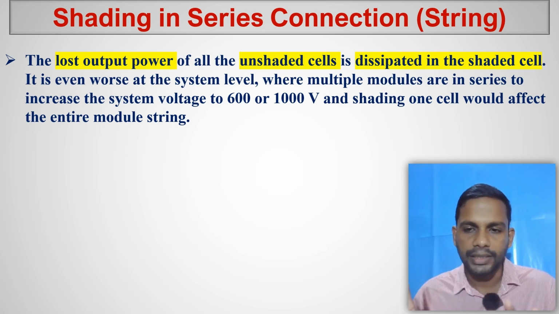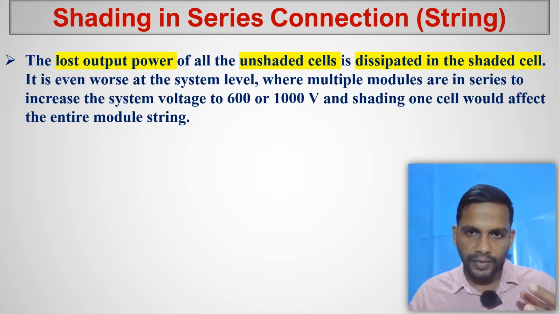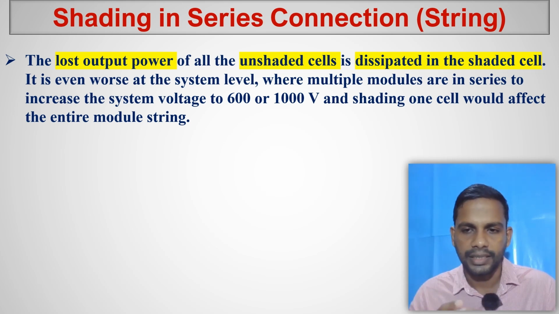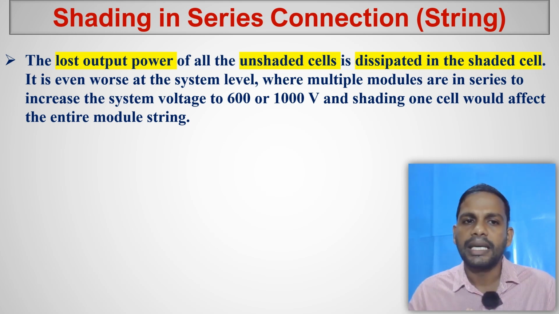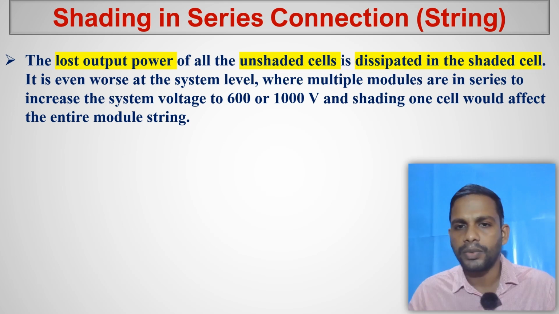That's one major impact. What is the secondary impact? Because of the shading, the nearest cells get heated, because the unshaded cell's power is dissipated into the shaded cell. The unshaded cell is a healthy cell that can generate a good amount of current, and that current will be dissipated into the shaded cell. This creates a heating impact. That's a problem. In an even worse case at system level, where multiple modules are in series to increase the system voltage to 600 to 1000 volts, shading one cell could affect the entire module string. So shading of one cell may affect the entire system's performance.